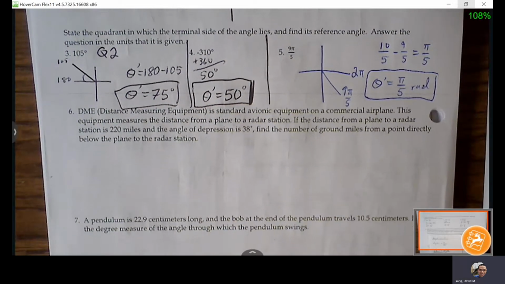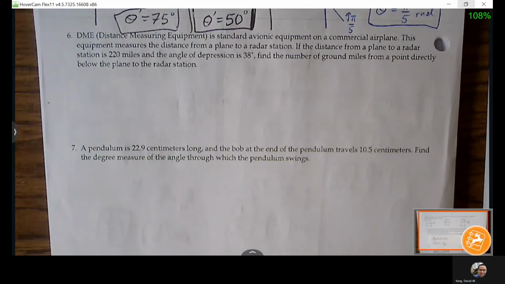Okay. All right. Are we okay? 3 through 5? Okay, let's look at number 6. It says there's a distance measuring equipment. It's a standard avionic equipment on a commercial airplane. This equipment measures the distance from a plane to a radar station. If the distance from a plane to a radar station is 220 miles and the angle of depression is 38 degrees, find the number of ground miles from a point directly below the plane to the radar station.